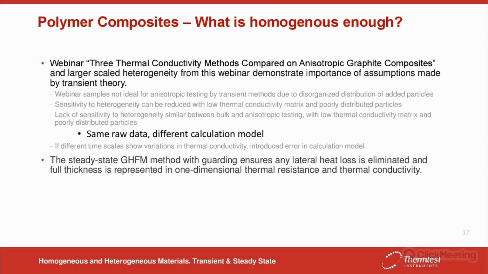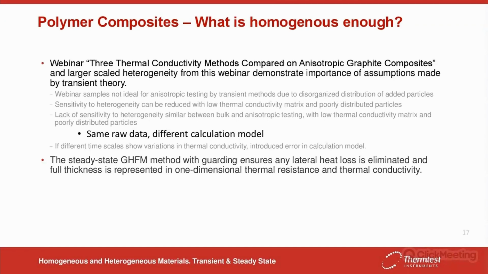The lack of sensitivity to heterogeneity is similar between bulk and anisotropic testing with a low conductivity matrix and poorly dispersed particles, in the sense that you use the same sensor on a transient method and the same time scales. The only thing different is the calculation model. So in fact, if we were measuring bulk or anisotropic, although the result might be an average or incorrect average, you would see similar scales of the thermal conductivity staying the same. So there's going to be an effect on sensitivity to time scales based off the raw data.